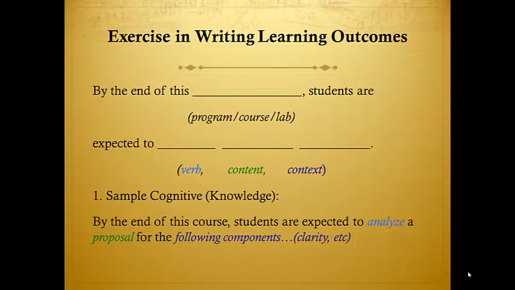To practice writing learning outcomes, use a statement such as, by the end of this course or program or lab, students are expected to, and this is where you can insert a verb, the context, and the content that the student will be achieving by the end of the course. So, an example of a knowledge outcome: by the end of this course, students are expected to analyze a proposal for the following components.